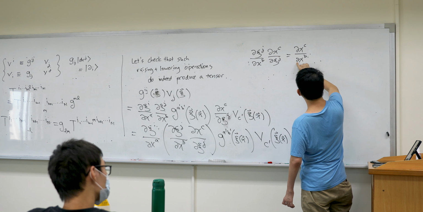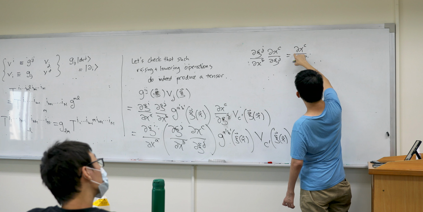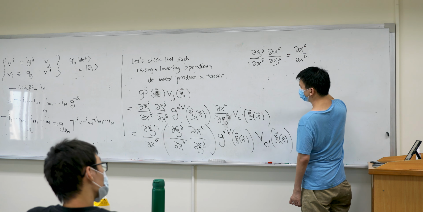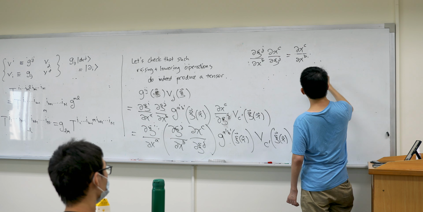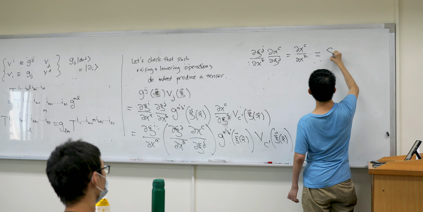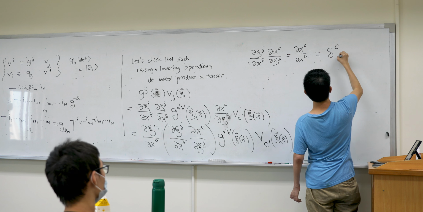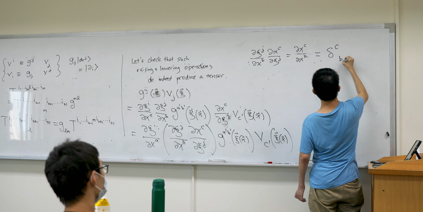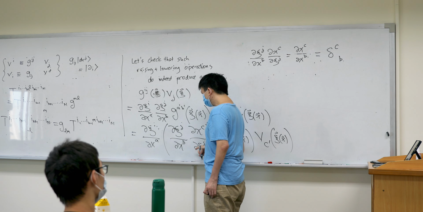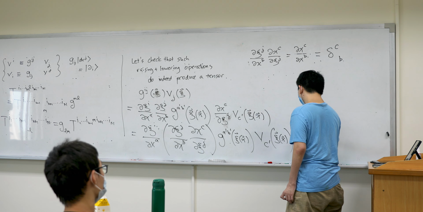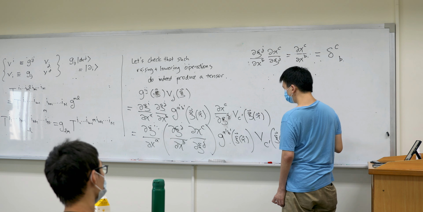The only non-zero term that I get is when I differentiate dx^b with respect to dx^b. That's one. If c is not equal to b, it is equal to 0. So what is that object? This is nothing but a Kronecker delta, Kronecker delta CB. And that means that this is just Kronecker delta CB.